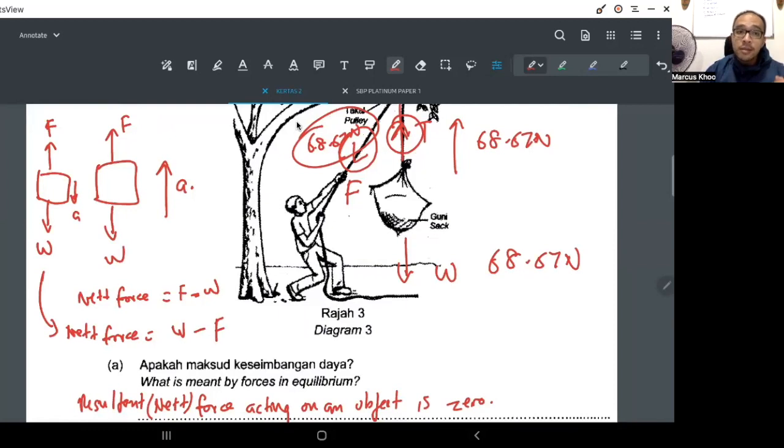So whatever it is, your net force value must follow the direction of your acceleration. If the acceleration is going down, then it is down minus up. If the acceleration is going up, then it is up minus down. So always follow the direction of the acceleration. That will help you to determine the net force. Don't be so stuck thinking it must be F minus W or it must be W minus F. No. Everything depends on the direction of the acceleration.